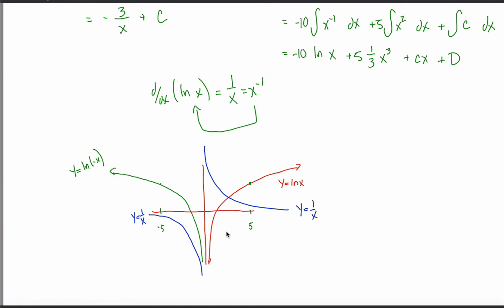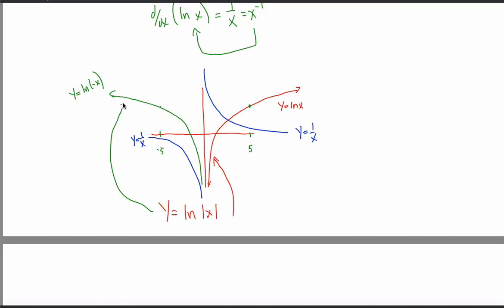And so what I can do is, if I want an antiderivative for the entire blue graph, all I have to do is be like, well, it's kind of the green part and the red part. I just have to put these together into a single function. And there's a nice way to write the green graph and the red graph together as a single function. It's like this: y equals the natural log of the absolute value of x, right? That makes the graph of this function exactly what you see in red and green together. And now my domains match up. Now I have the same domain in blue as I do in red and green combined, represented by this function.